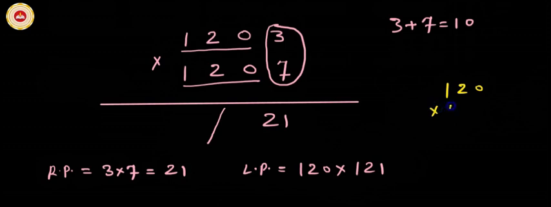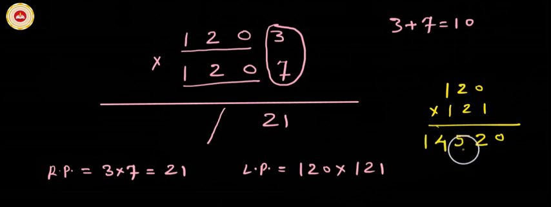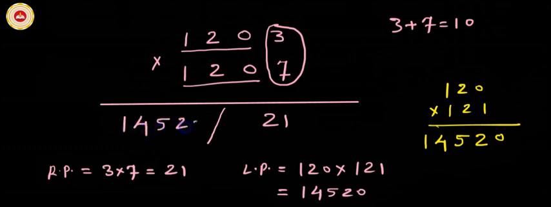120 multiplied by 121. So 0, 2, 1 plus 0 plus 4, that is 5, 2 plus 2, 4 and 1, 1. So 14,520 is answer of this multiplication. So let us write 14,520. Left part is 14,520. So let us write left part 14,520.